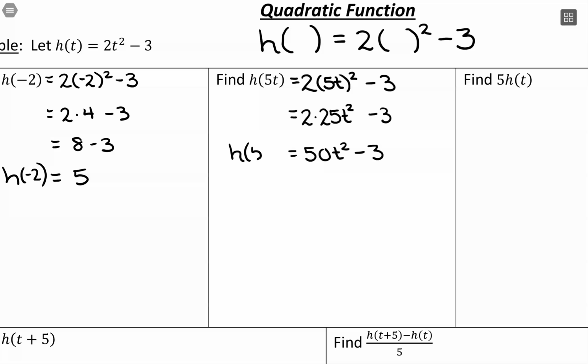So notice that I input something with a variable, and what we end up with is an expression with that variable involved. So usually when we plug in a number, we just get a number out. But if we plug in an expression, we typically get an expression out.